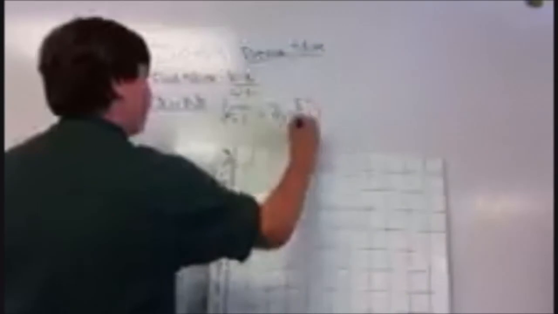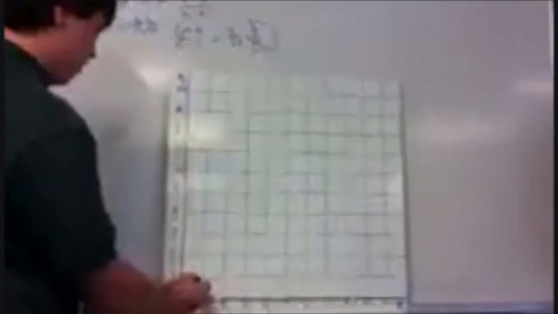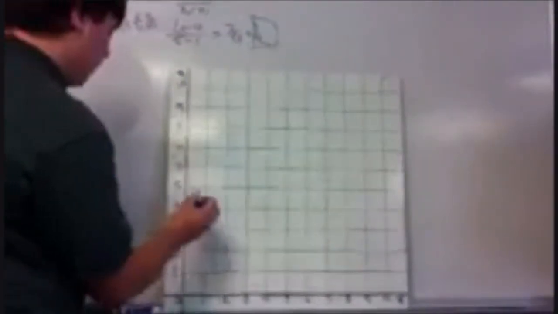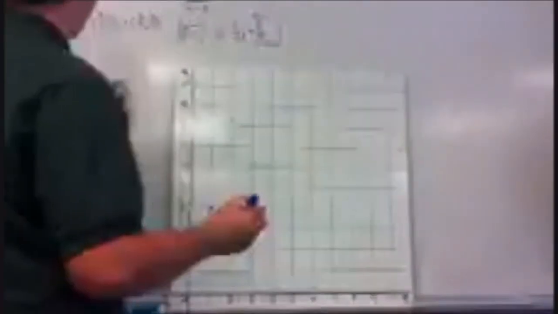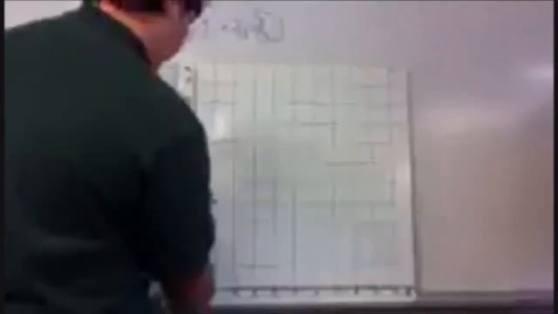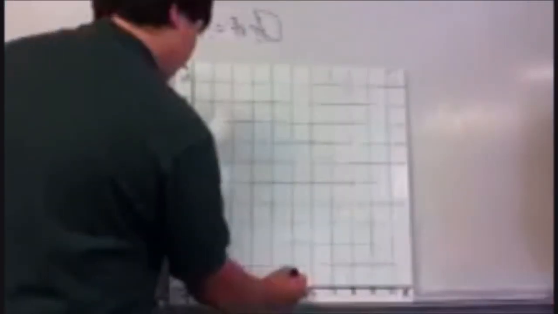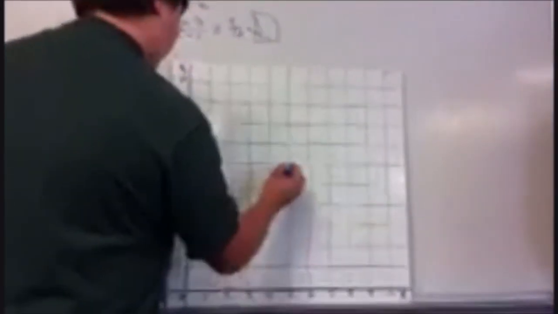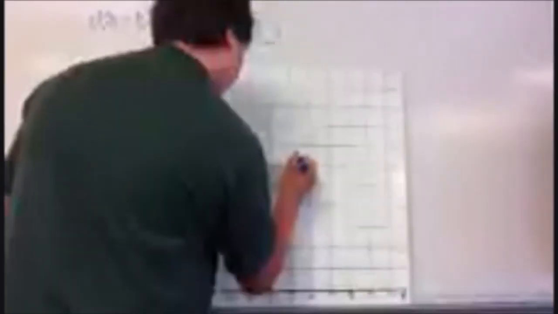Now that you found the slope, you're going to plot the points on the line. So x1, y1, so 1 and 4, 1, and up on the y, 1, 2, 3, 4, here. And then the next point, 5, 6, so 5 on the x, 1, 2, 3, 4, 5, up 6, 1, 2, 3, 4, 5, 6, here.